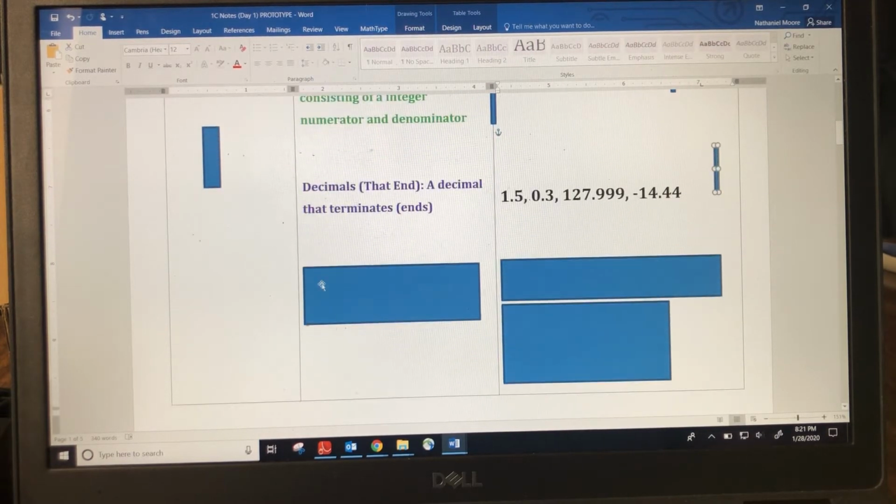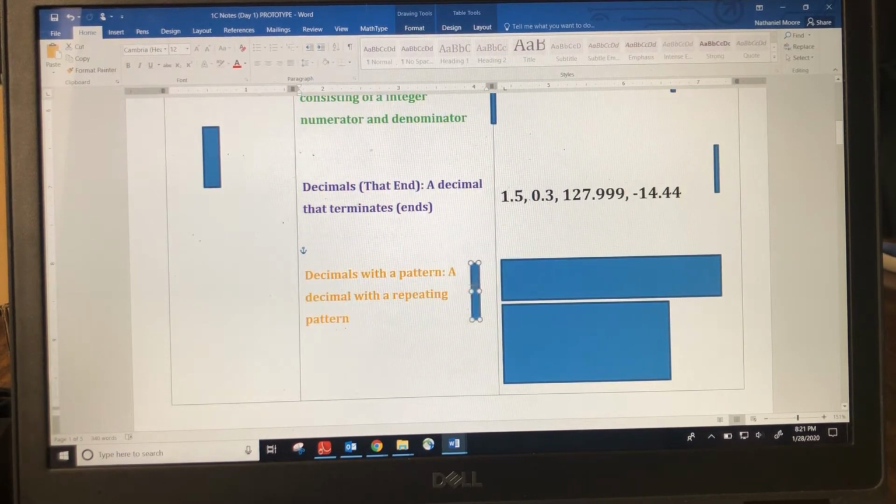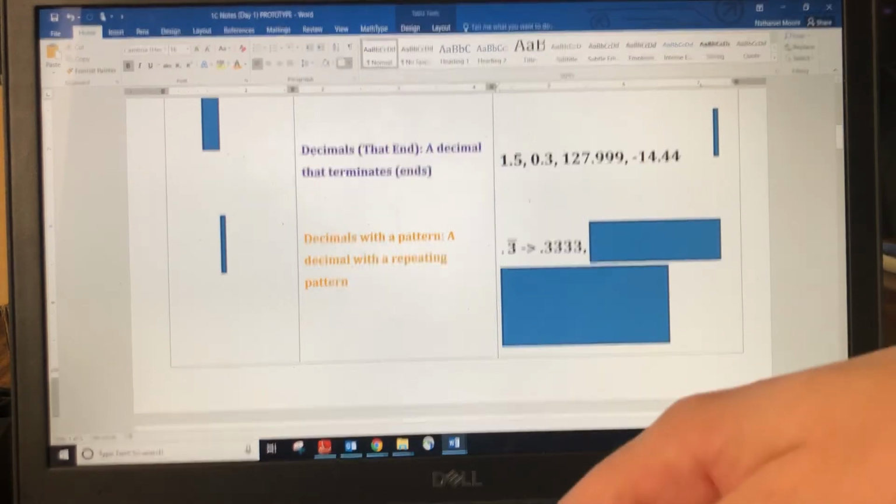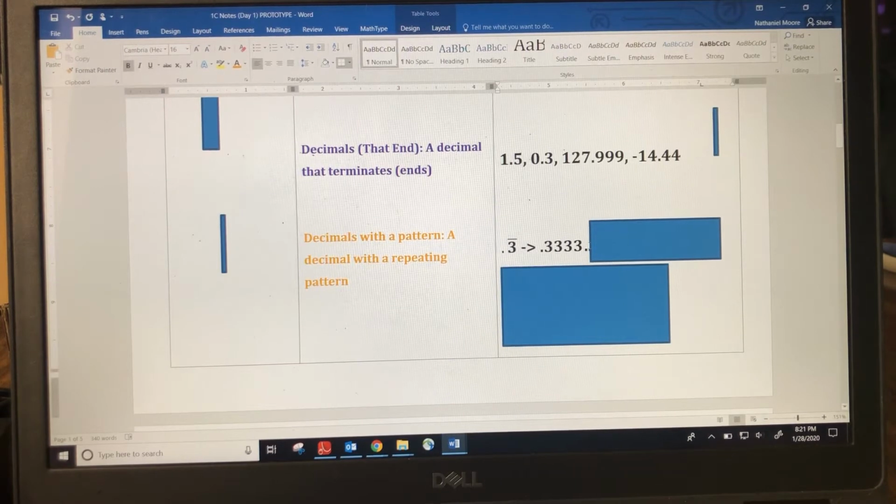That brings us to our next category, which is decimals with a repeating pattern. They might go on forever, but that's okay as long as the pattern is consistent. For instance, you might see a case like this where you have 0.3 with a little bar on top. What this bar means is that it goes on and on and on again and again. It's going to be 0.333333333, and then typically we have a dot dot dot afterwards because that means it goes on forever.